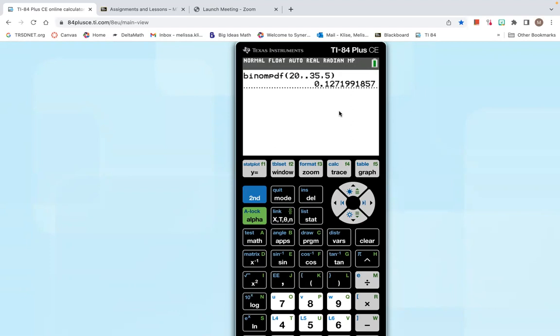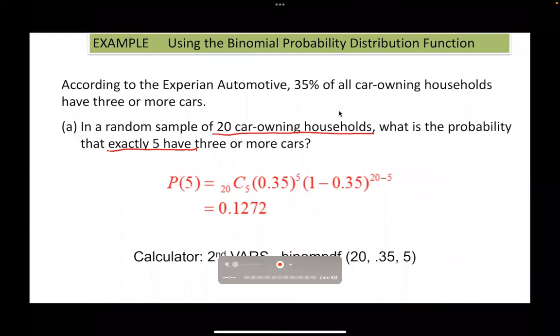Questions? Right. So we got 12.72, or about 12.72%. So it's about a 12.72% chance that out of 20 car owning households, exactly 5 people would have 3 or more cars.